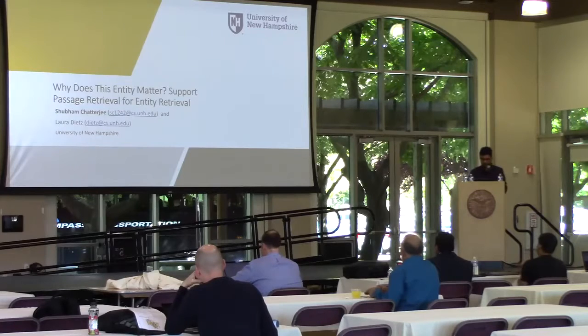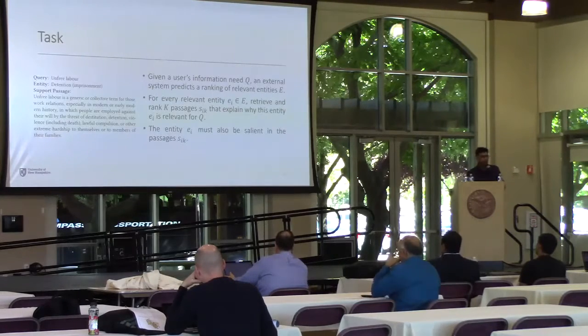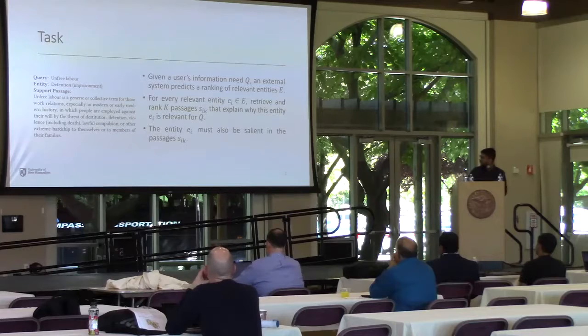I'm presenting my paper on "Why Does This Entity Matter? Support Passage Retrieval for Entity Retrieval." Our goal is to complement an entity ranking with textual descriptions of why that entity is relevant to the query. For example, in the slide, the query is "unfree labor" and the entity is "detention." If you read the passage, it connects the entity to the query and informs the user why that entity is related to the query.